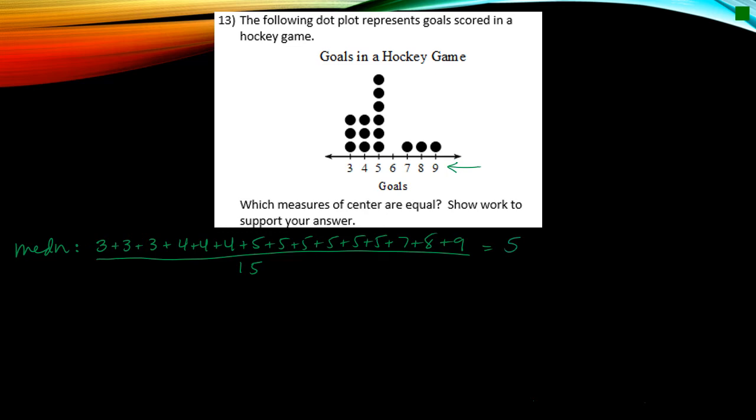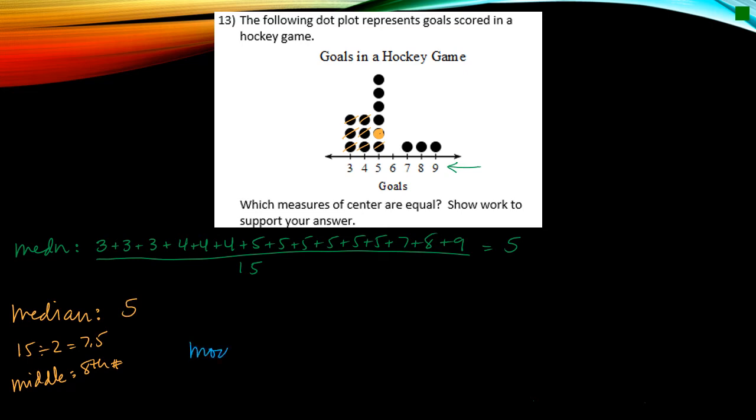Median, we're looking for the middle. There are 15 numbers. If you divide 15 by 2, you get 7.5. That means that the middle number, which is what we're looking for, is going to be the 8th number. So I'm just going to count along until I get to the 8th number. 1, 2, 3, 4, 5, 6, 7, 8. So that means that the median is 5. So right away you can already tell that the mean and the median are equal.